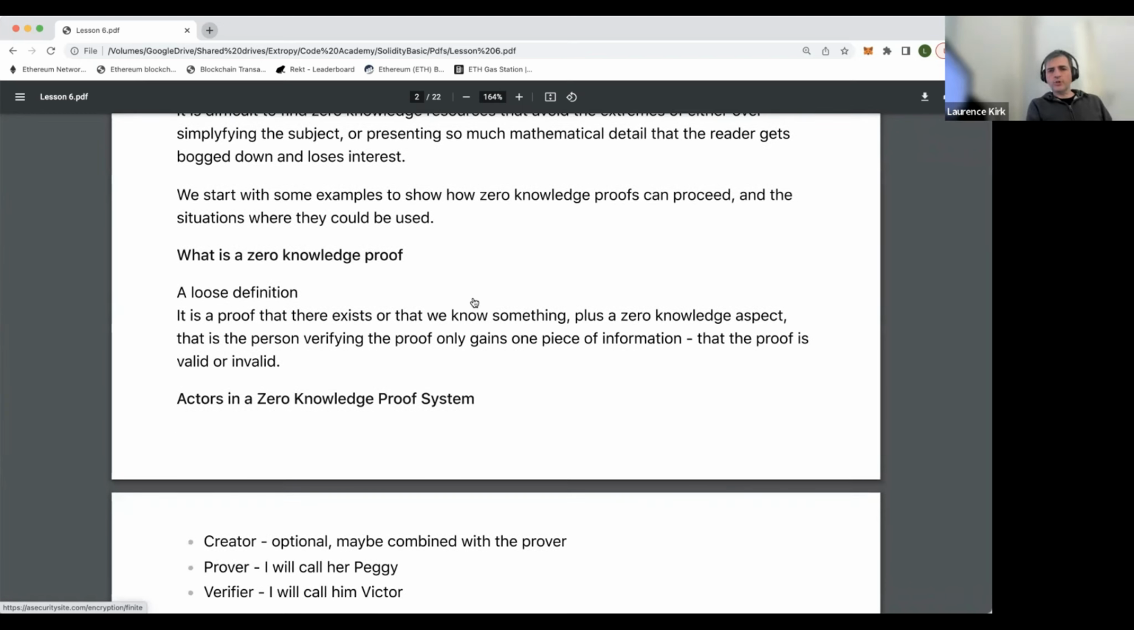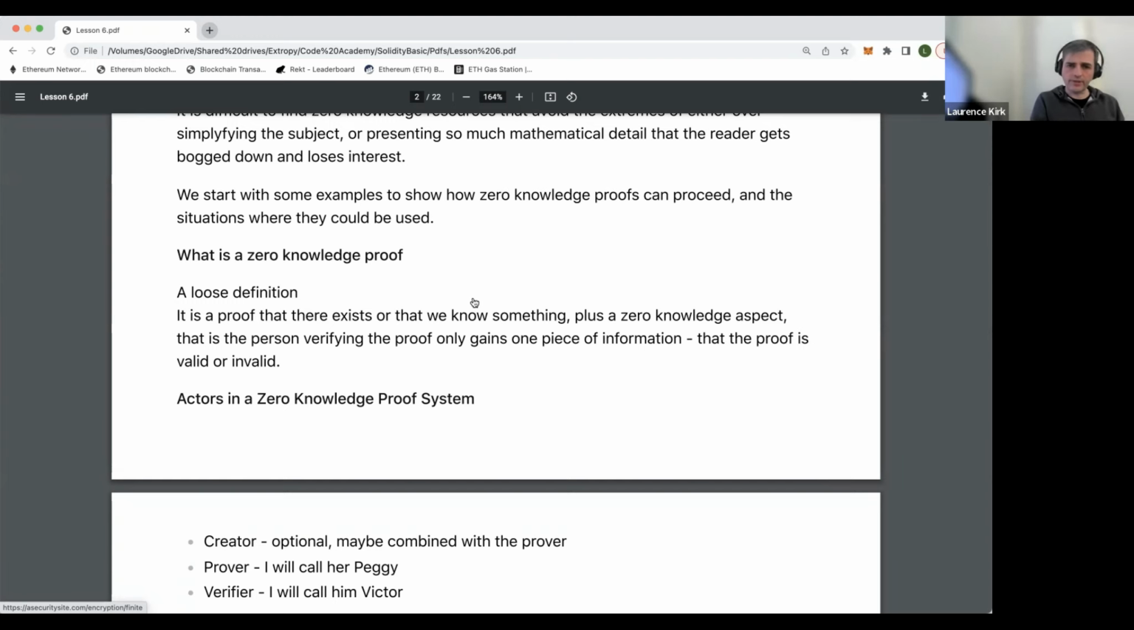There are two aspects to a zero knowledge proof, and often we may only use one of these aspects when we're using the zero knowledge proof. But the first one is that this is a proof of something. Usually it's a proof that somebody knows a particular value or a particular secret.